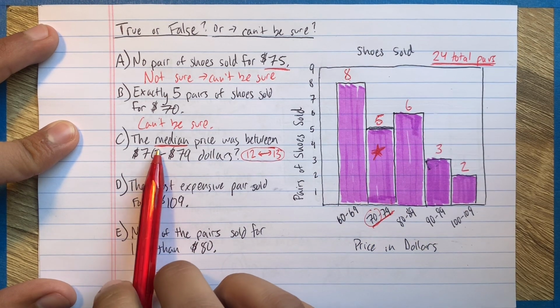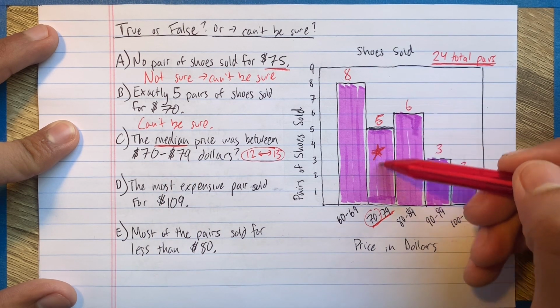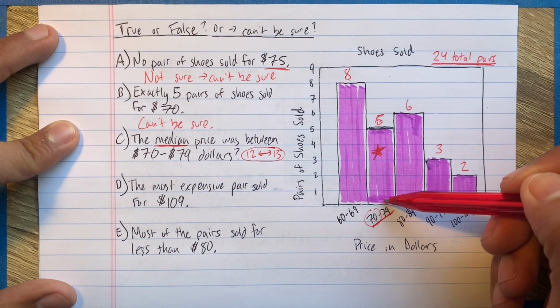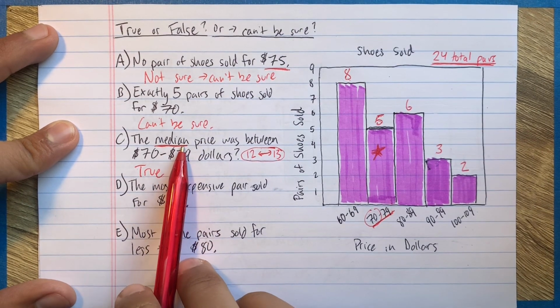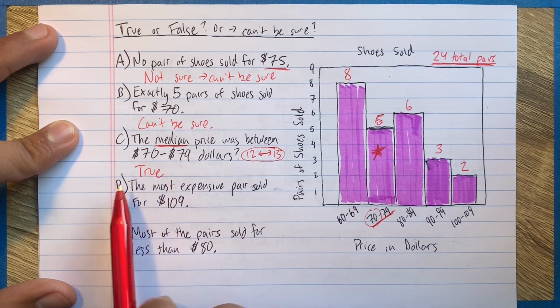So the median price was between $70 and $79 because it was in this column that the middle value between the 12th and 13th pair of shoes was found. So this is true. Notice though, we don't know what the exact median value is. We just know that it's within this range.